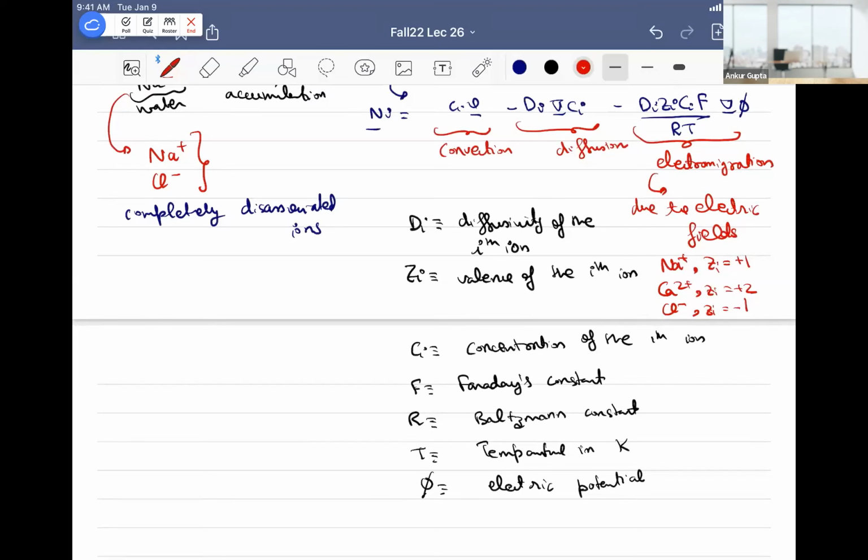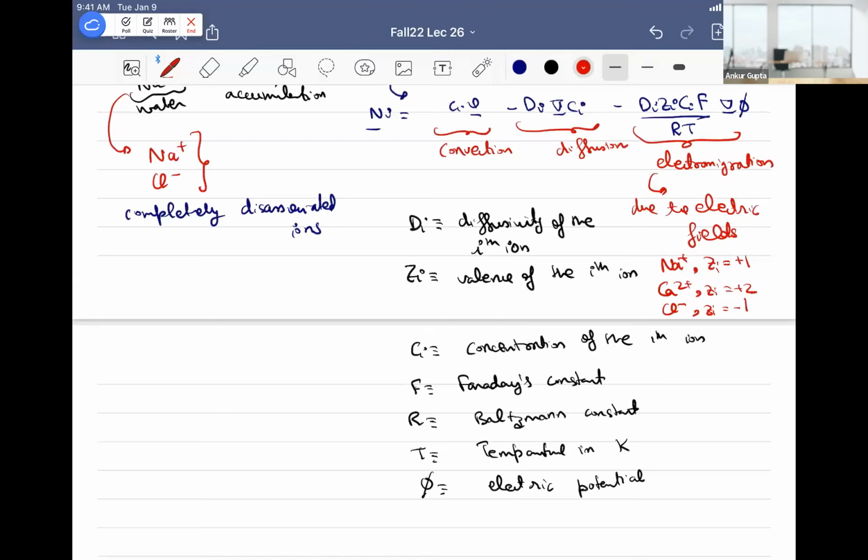Can anybody sort of physically think, why do you think this is proportional to Zi times Ci? Okay, I just want to get some of this, because we haven't derived it. I want to physically motivate this. Why do you think it depends on Zi times Ci?